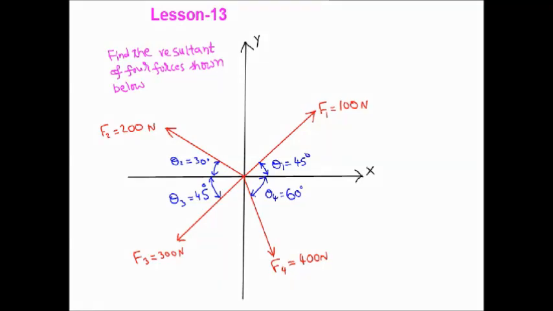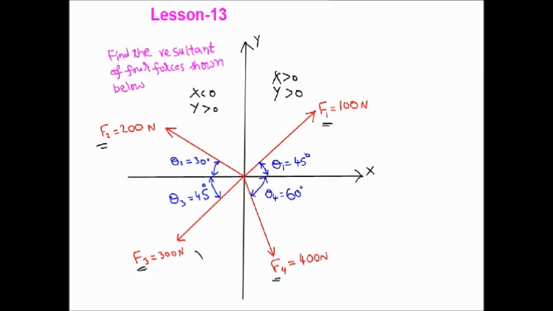We'll try to go over the problem of finding the resultant of four forces F1, F2, F3 and F4 using the method of components. Note that the angles theta 1, theta 2, theta 3, theta 4 are measured with respect to the x-axis. Further, we know that in the first quadrant the x component is positive and the y component is also positive, whereas in the second quadrant the x component is negative and the y component is positive.